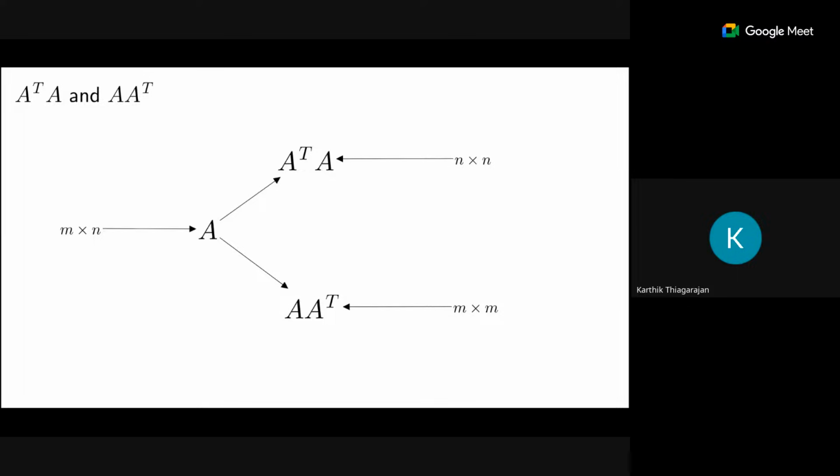It's not necessarily square. So the way to understand SVD is to go through two matrices, A transpose A and A A transpose. These are very, very important matrices, and half of SVD will become quite simple if we know what these two matrices are. Given A, m cross n, A transpose A is n cross n, A A transpose is m cross m. So this should be clear enough.